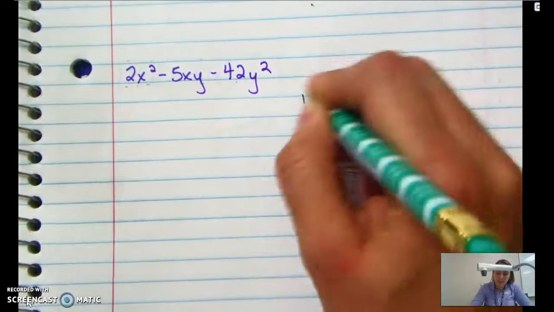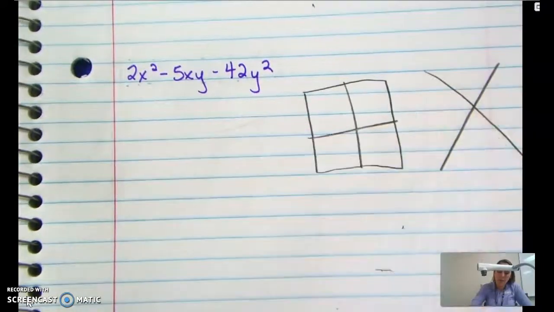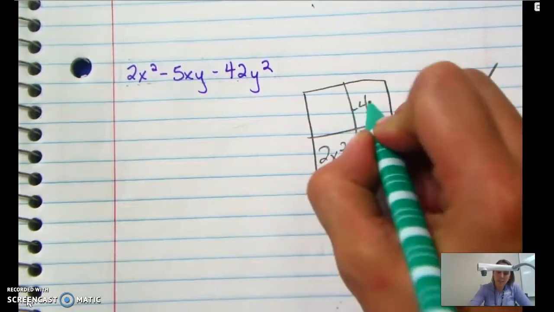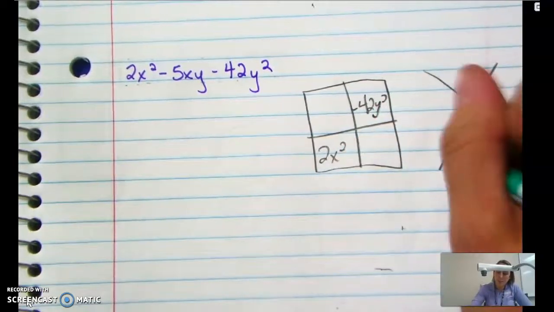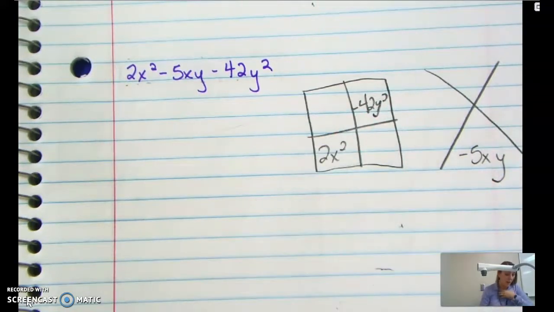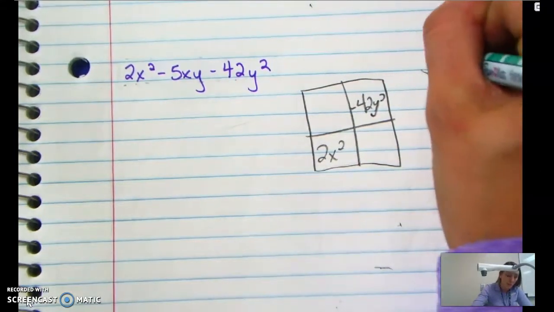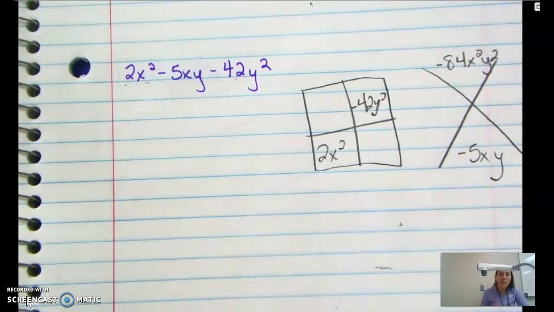I'm going to set up my box the same way that I set it up every single time. So I have my first term, which is 2x squared, my last term, which is negative 42y squared, and my middle term, which is negative 5xy. So we need to multiply negative 42 times 2, which is negative 84x squared y squared. Now that shouldn't scare you.